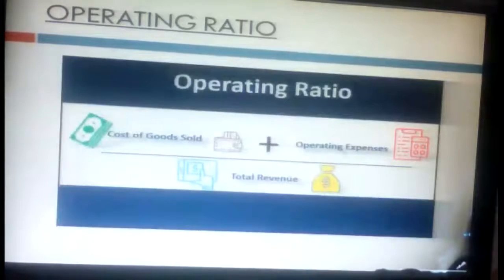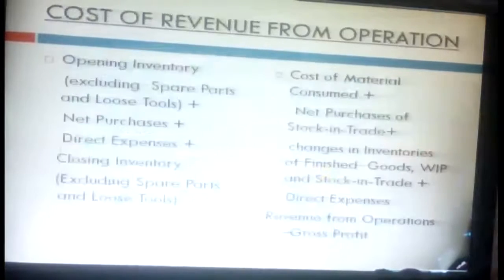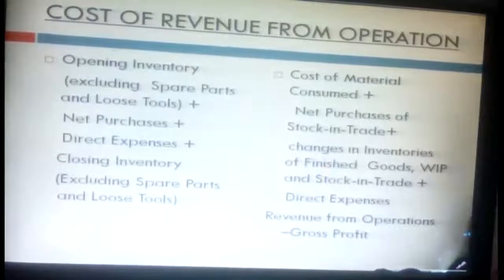See, what is the formula for operating ratio? It is cost of goods sold plus operating expenses divided by total revenue into 100. We express everything into 100, to express in percentage. Here you already know what is the meaning of cost of revenue from operations. It is opening inventory, excluding spare parts and loose tools. Then we have to add net purchases. As you know already, net purchases is purchases minus purchase return. Then add direct expenses and deduct closing inventory, also excluding spare parts and loose tools.